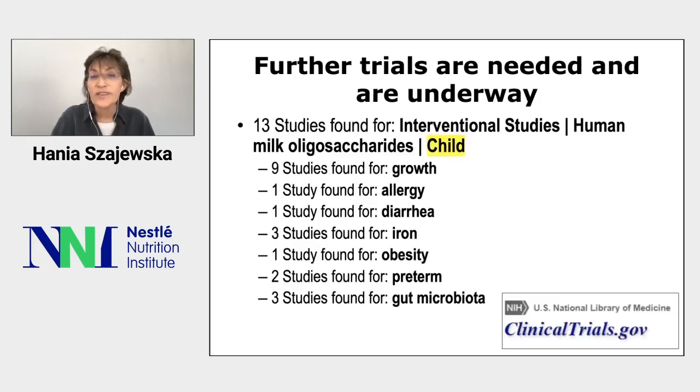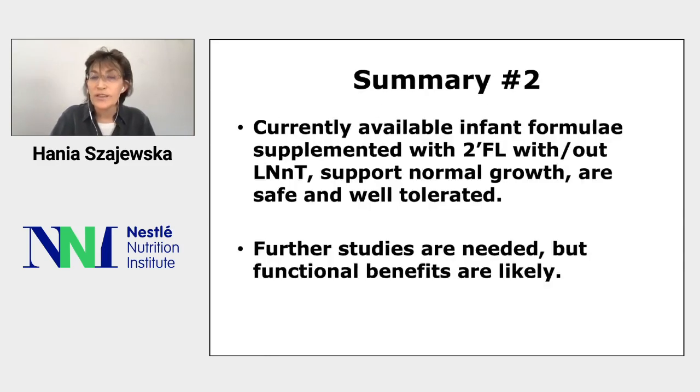When I was preparing for this lecture, I looked at clinicaltrials.gov, and there are 13 studies found for interventional studies evaluating human milk oligosaccharides in children. Various outcomes were studied. They do not add up to 13 because some of the studies are looking at 2 or 3 outcomes at the same time. But you can see that people are working on it. By the way, not only in children, but also in adults.